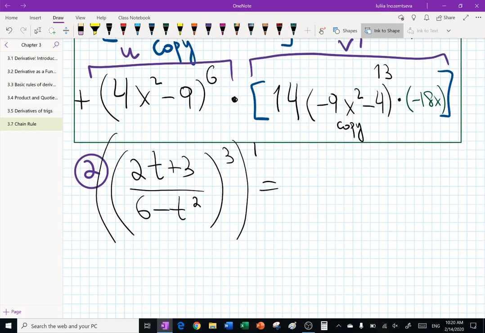Plug something in and you will see what's the last thing you do. If I plug in 1 or whatever, 0, doesn't matter, the first thing I will do is 2 times 0 plus 3. Then I will do 6 minus 0 squared. Then I will divide those two results. So I have a quotient almost at the end. But there's one more thing to do: raise everything to the third power, right?